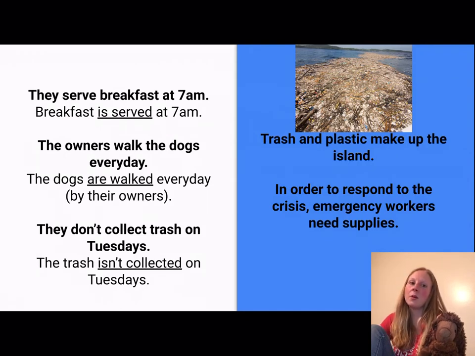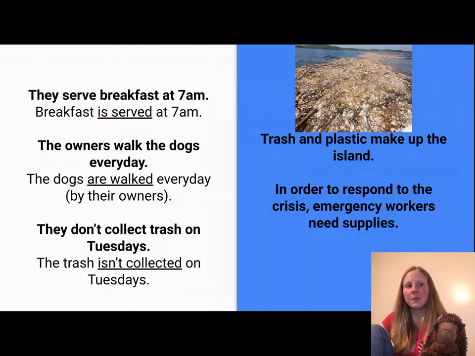Number 2, the owners walk the dogs every day. We can also say the dogs are walked every day. If you want to include the person or people who are involved in the action, you use the preposition by. So we would say the dogs are walked every day by their owners. The third sentence, they don't collect trash on Tuesdays. We don't know who they are, and it really isn't as important. The most important part is that the trash isn't collected on Tuesdays. It's that fact, that statement.